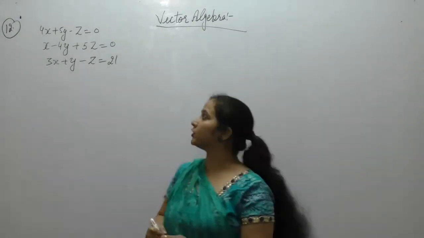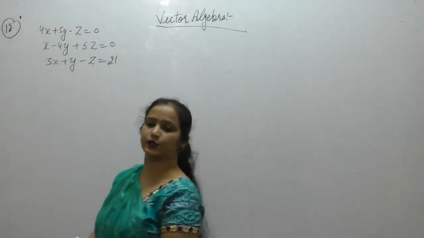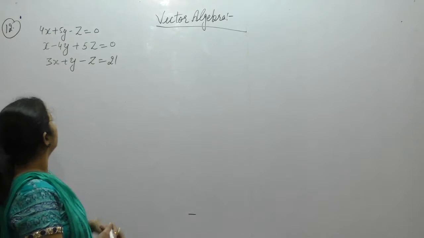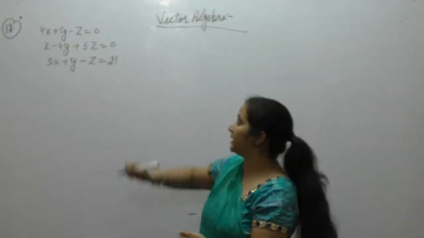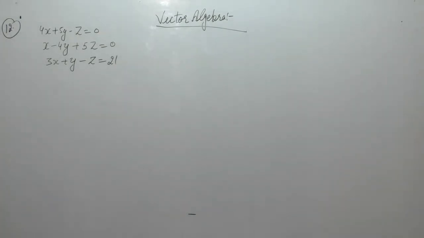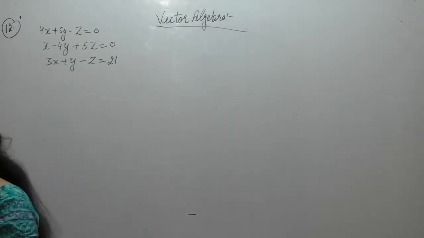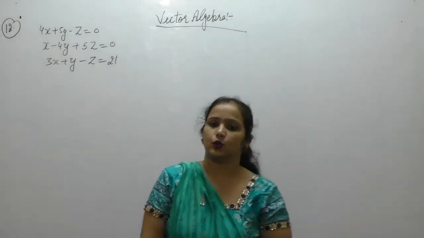Hello students, we were doing vector algebra and we were doing questions related to dot product. We were doing question number 12, we had reached the equations, we had made these equations. In the question, vectors a, b and c were given. Find the vector d which is perpendicular to both a and b and d dot c is equals to 21.